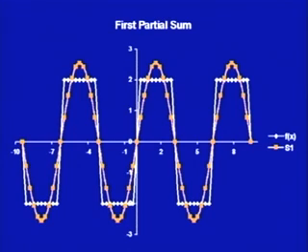This was the first partial sum, where we have taken only the term (a upon pi) sin x. We see here the function on the interval minus pi to plus pi: from minus pi to 0 it is minus a, and from 0 to plus pi it is plus a. And the Fourier series, if you see, is going on like this.